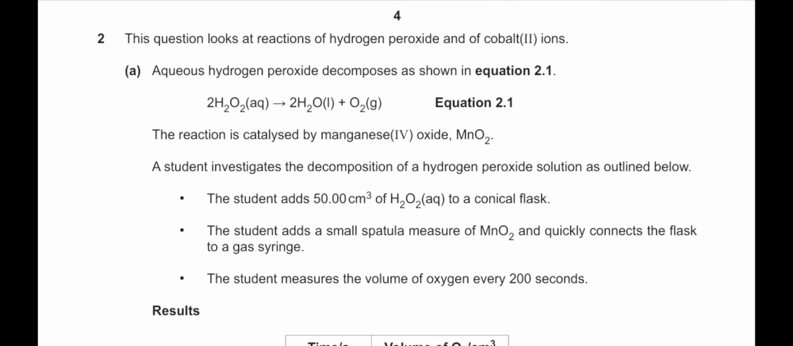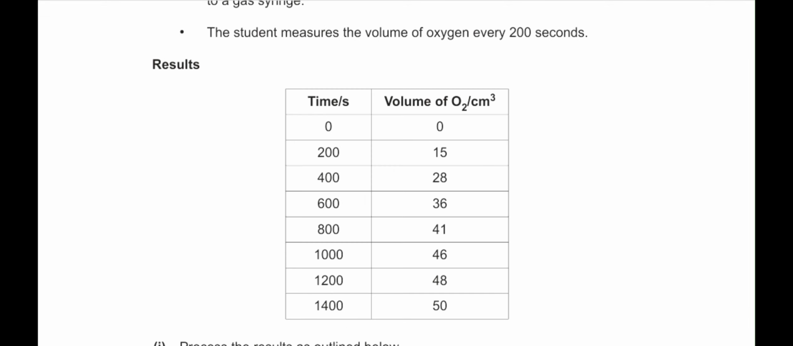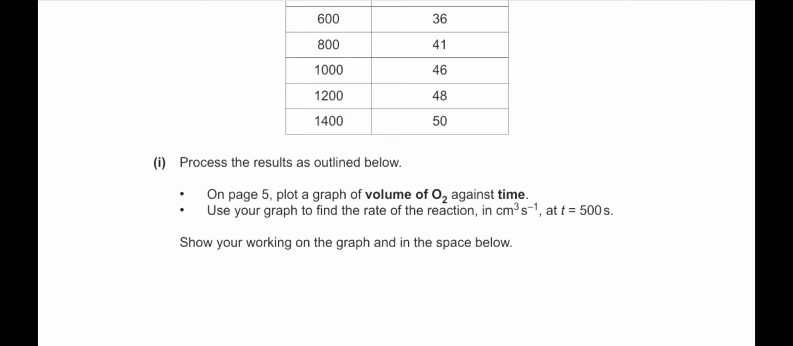A student investigates the decomposition of hydrogen peroxide solution as outlined below. The student adds 50 cubic centimeters of H2O2 aqueous to a conical flask. The student then adds a small spatula measure of MnO2 and quickly connects the flask to a gas syringe. The student measures the volume of oxygen every 200 seconds. A table of results showing different times and volumes of oxygen collected is given. Here is the question. Process the results as outlined below.